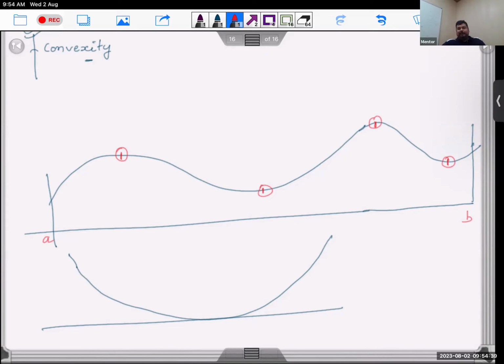Excuse me, sir. But the roots are where the graph is cutting the x-axis, then only we can say it is a root, right? No. That's not the point. Where it achieves the minimum or the maximum, that is the root. It is not necessary where it hits the x-axis. If it hits the x-axis, you are saying that the function value takes a value of 0. That's not necessarily what I'm talking about.